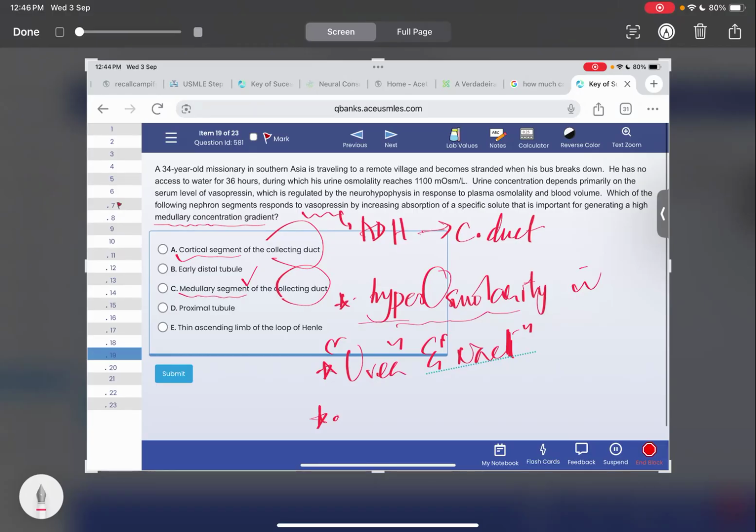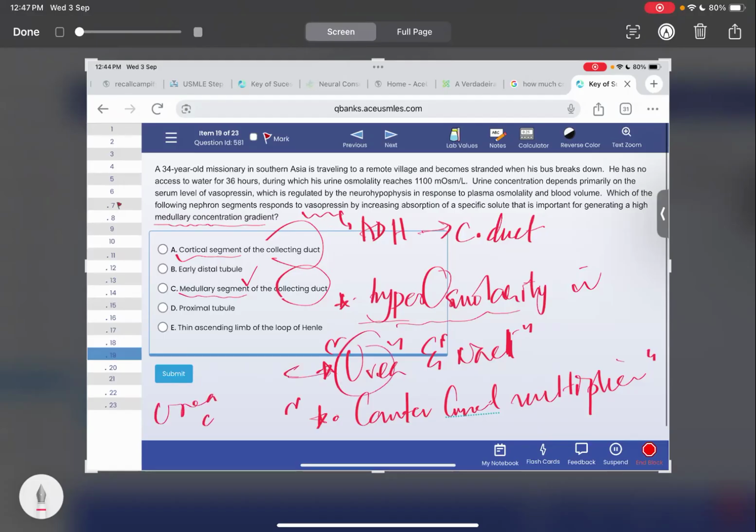You have studied it. Anyone, please? Water retention. Countercurrent. Yes, countercurrent multiplier, and the other is urea recycling. We call it the urea cycle.